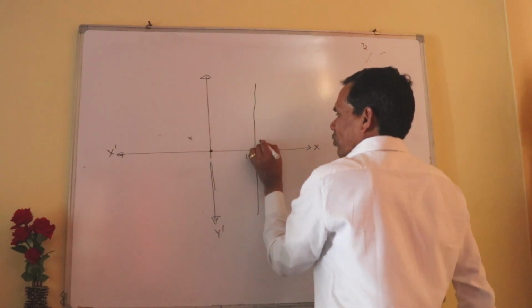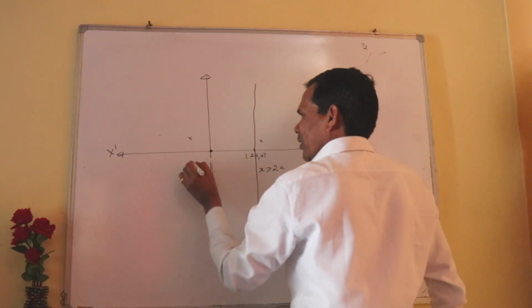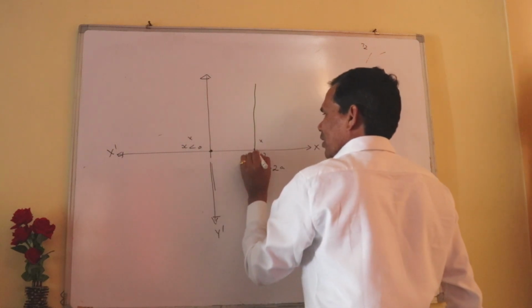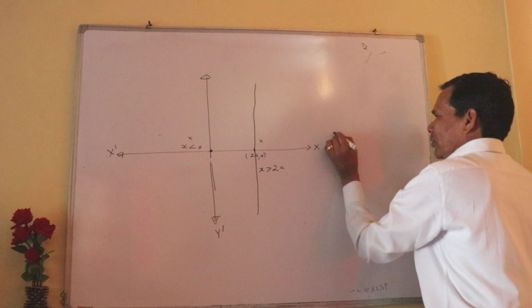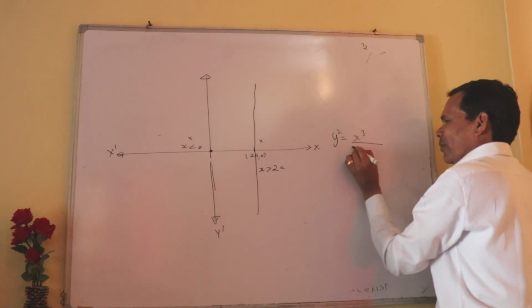And you have to take the judgment of this particular curve. Here the curve does not exist. This is the region for x greater than 2a. This is the region for x negative. Here the curve does not exist.